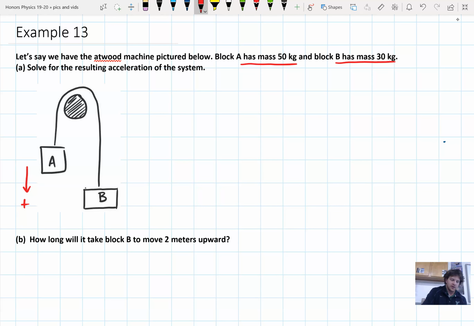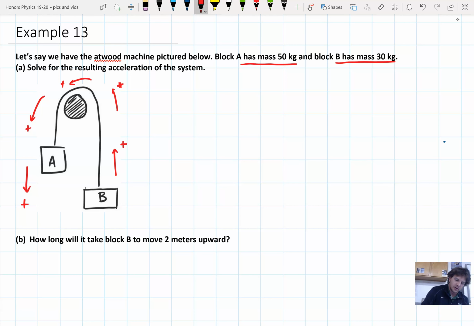Over here, block B is going to get lifted up. So the positive direction for block B is going up. And as it goes around, right, you can kind of see the consistency with those directions. So they're always pointing the same direction. It's just flipped a little bit from the A side to the B side. So we set that up there. And then I know we have masses, and it's asking us about acceleration. So those are the ingredients for us to use Newton's second law.